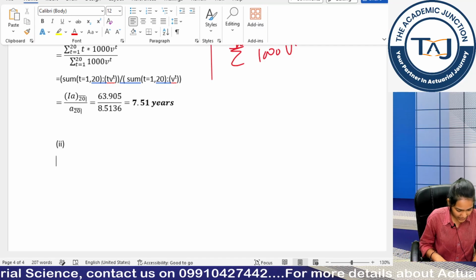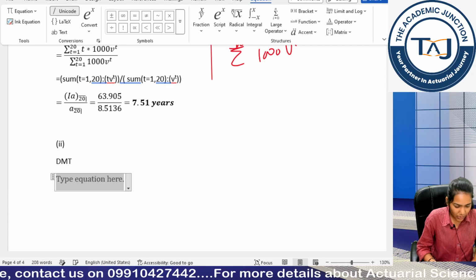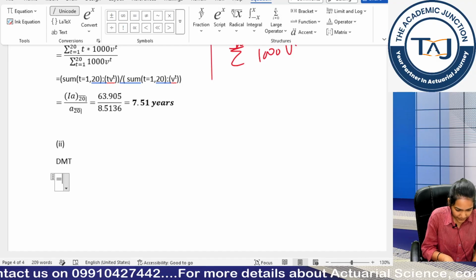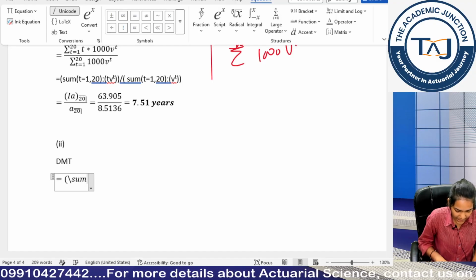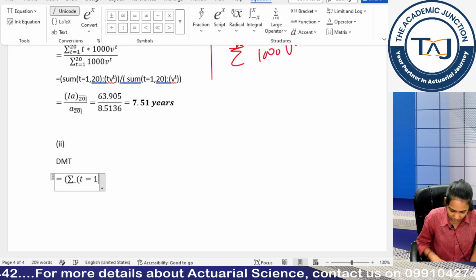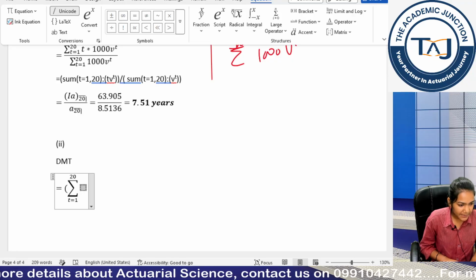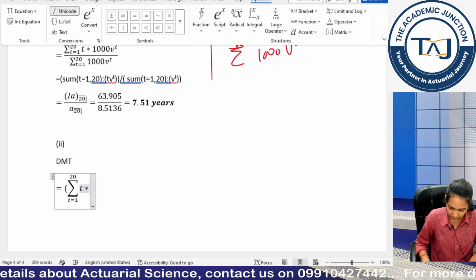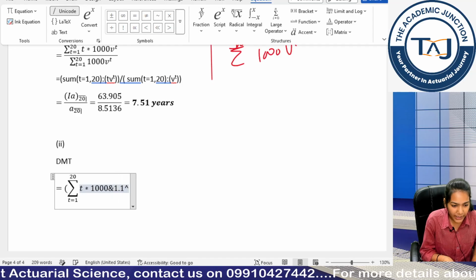Okay, this will only be responsible for increasing your speed. So alt equal to, we have backslash, we have brackets for my numerator, backslash sum, then we have t is equal to 1, and 20, space bar. Okay, t into 1000 into 1.1 raised to the power t minus 1.